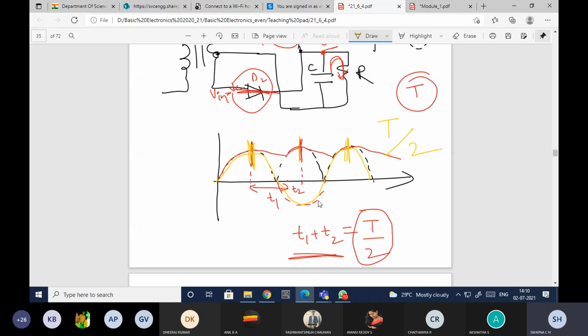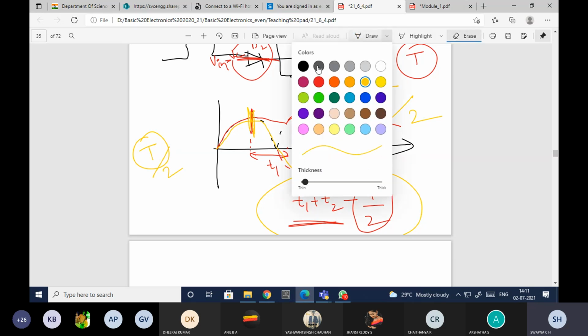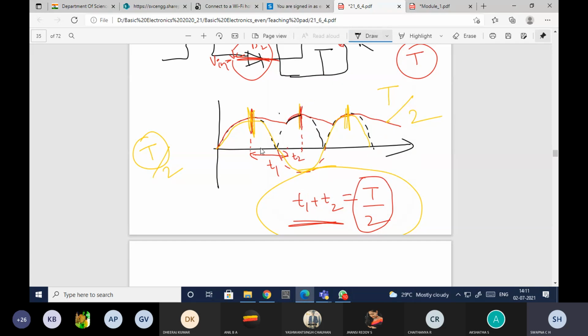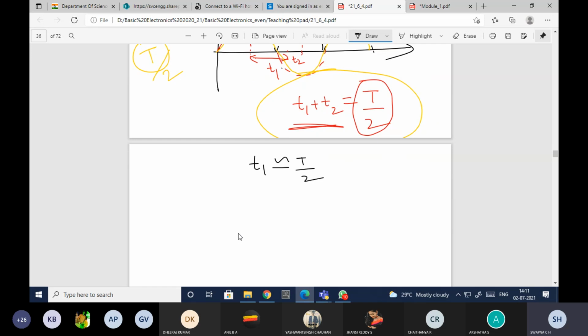So the only difference I was talking about is this T by 2. Apart from this, the rest of the derivation will remain the same. Wherever you have substituted T, you need to take T by 2. That's it, here the derivation changes. As the charging time is very less when compared to the discharging time, we can approximate T1 to T by 2. With this assumption we can proceed with our derivation.